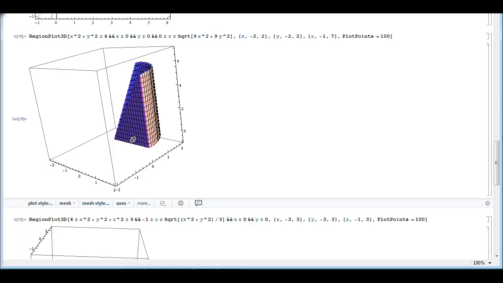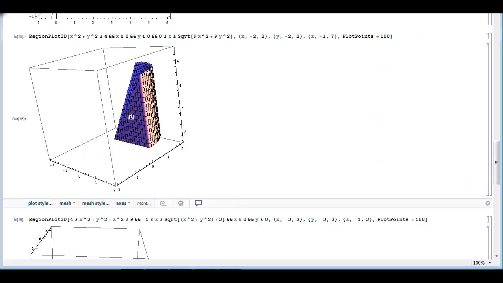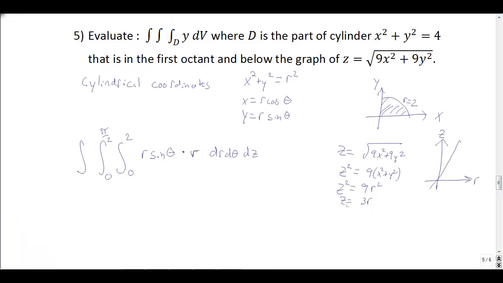So what we're going to get here, now let's think about this. r is going to go from 0 out to 2. I think this isn't going to work very well. Theta in the first quadrant goes 0 to pi over 2. Now here's why things aren't going to work. z starts at 0, and it goes up to this function, that cone we solved for, z equals 3r.